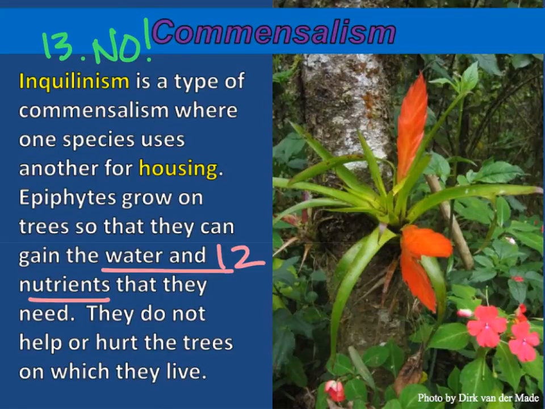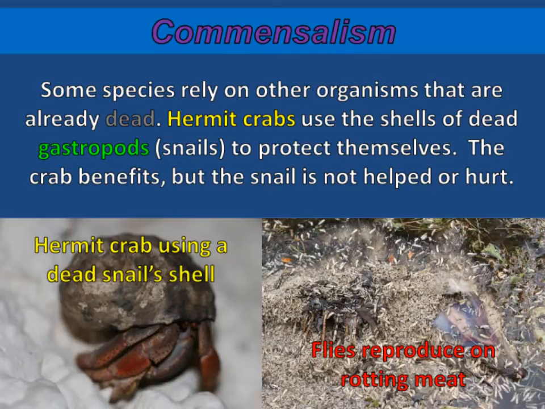The epiphytes do not affect the tree. Okay, the last example of commensalism are gastropods and hermit crabs. You may have seen hermit crabs before. This is what it looks like right here. I've seen them a lot at the mall. A lot of people buy them as pets. They're very low maintenance. They're kind of cute. So on number 14, how do gastropods help hermit crabs?